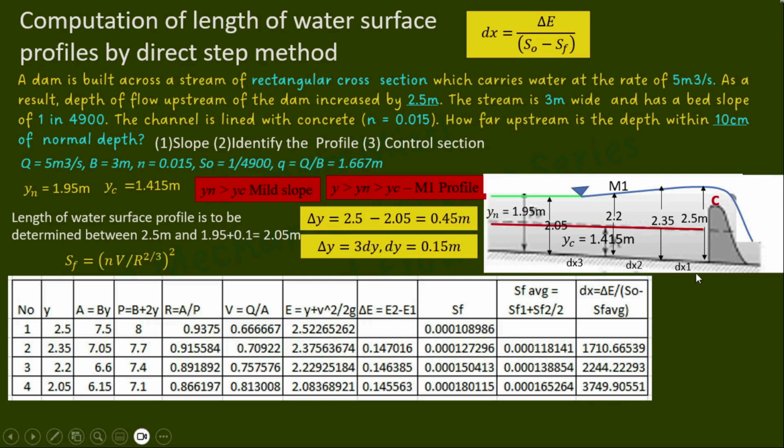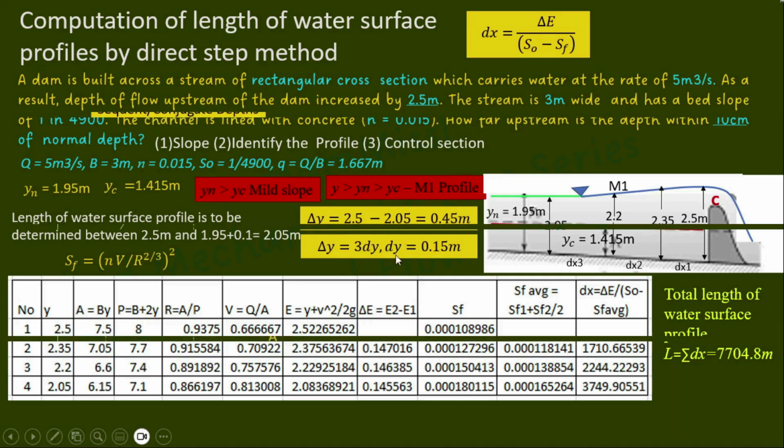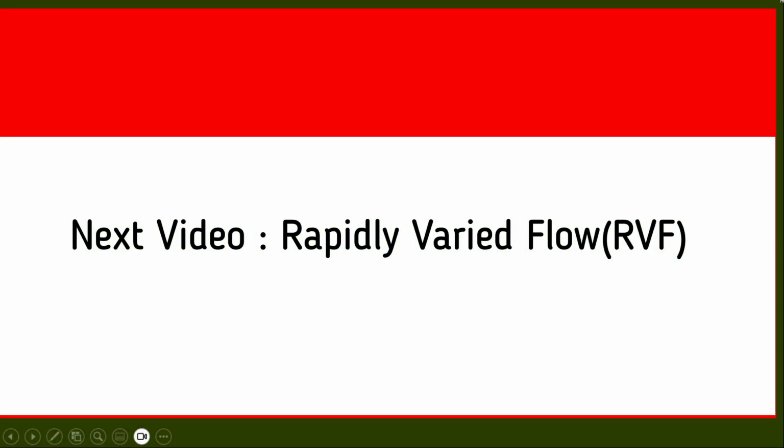By adding all these dx values, we get the length of the water surface profile as 7704.8 meter. This is the length of the water surface profile from this control section to the point where the flow depth is 2.05 meter. This method is very simple, and the accuracy of the computation increases by lowering the value of dy. Now the session comes to an end.